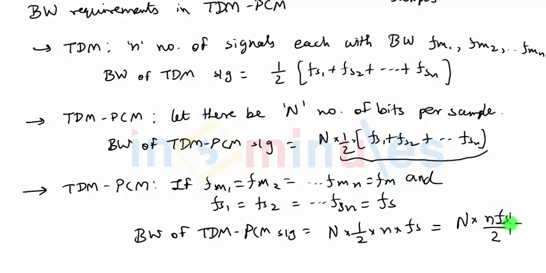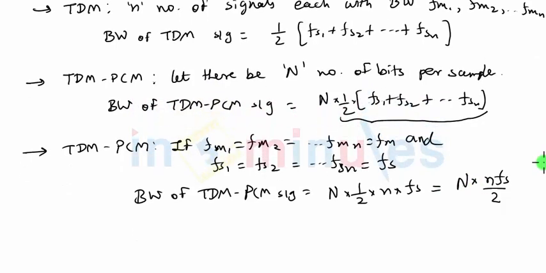You can see if the sampling is done at Nyquist rate, fs will be 2fm, the 2 will cancel out, and the bandwidth will be N into n into fm. But it is always good to mention bandwidth in the form of sampling frequency, because in practice we always sample the signal at a rate greater than Nyquist rate. So that's the total bandwidth of TDM PCM system.